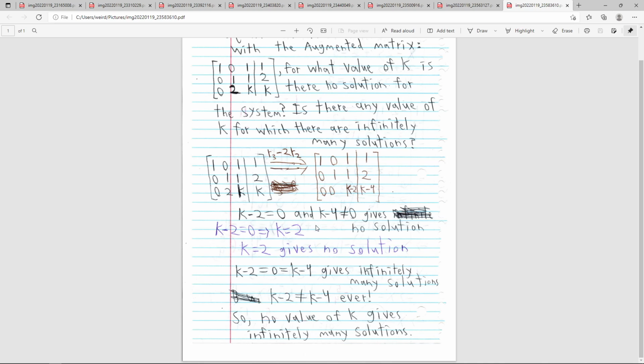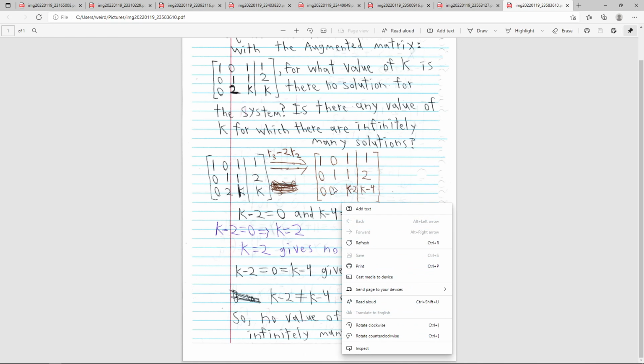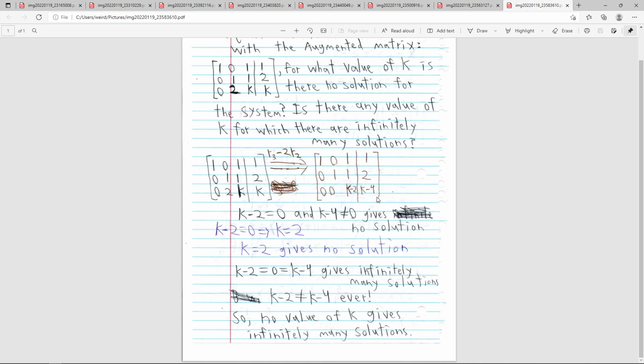So k minus 2 equals 0, and k minus 4 does not equal 0 will give you no solutions. So k minus 2 equals 0 means k equals 2. So k equals 2 gives no solutions because 2 minus 2 is 0, so it's 0, 0, 0, and then 2 minus 4 will be negative 2. So 0 does not equal negative 2, and therefore no solution, as we said before.